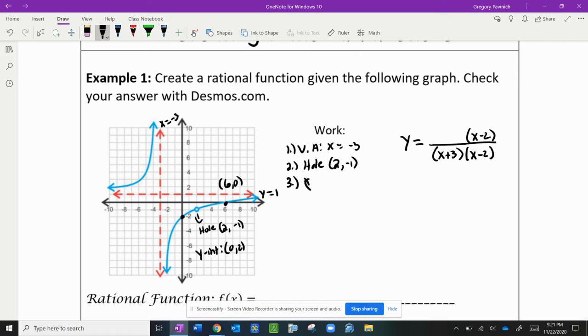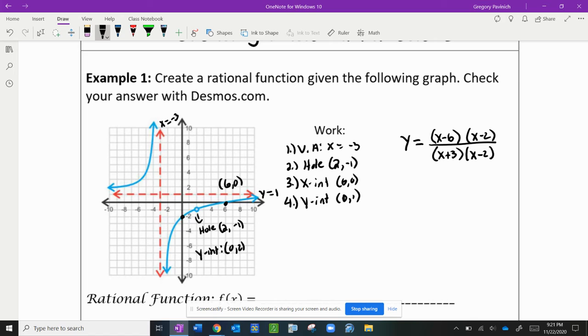I also know that I have an x-intercept at 6, 0, and that is the zero of my numerator. So now I need a factor of x minus 6 up here. Okay, and then I know that I have a y-intercept at 1. Okay, so let's look at these two things.